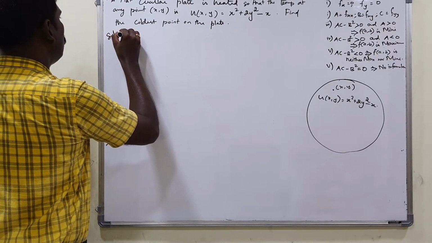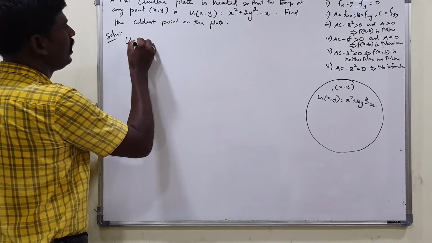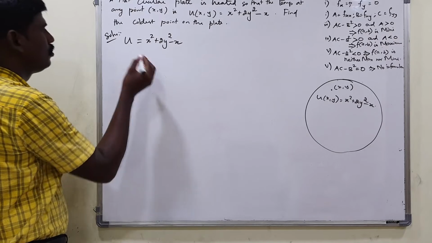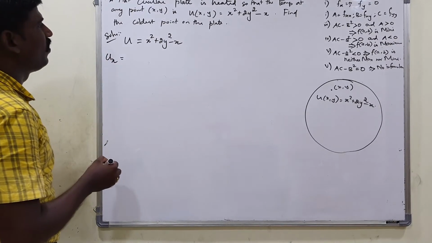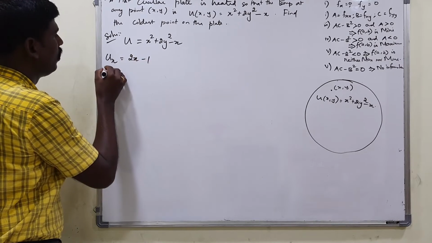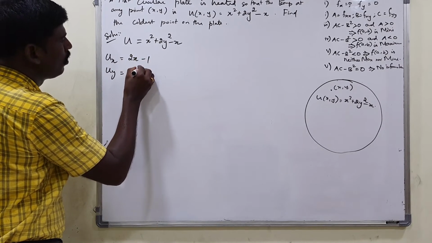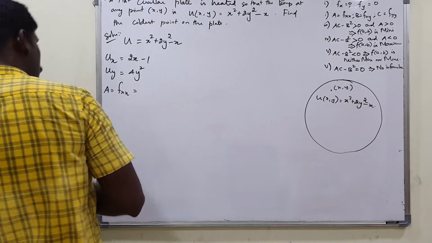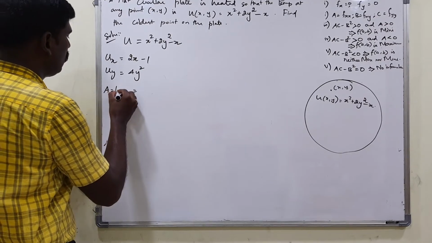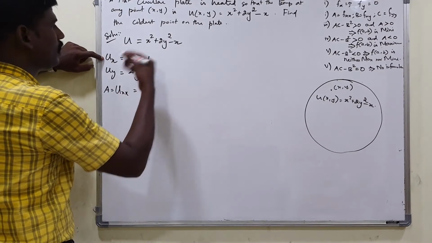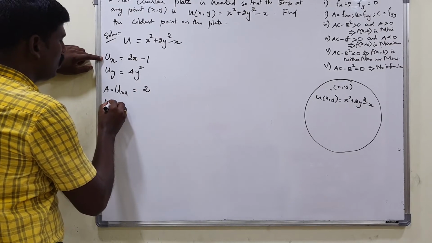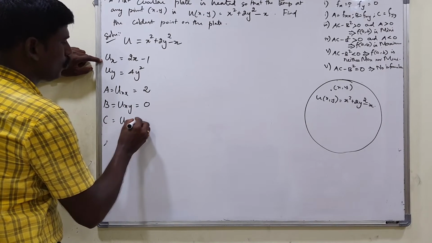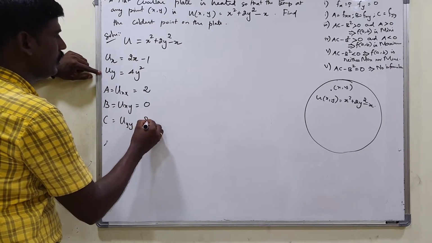Solution. What is given? U is given. Okay, f is replaced by u. So x square plus 2 y square minus x. As usual, we go for finding ux, instead of fx. So 2x minus 1. What is uy? 4y. What is a? F double x, sorry, u double x here. So ux with respect to x once again, so it is 2. What is b? ux with respect to y, it becomes 0. What is c? uy with respect to y again, it is 8y.